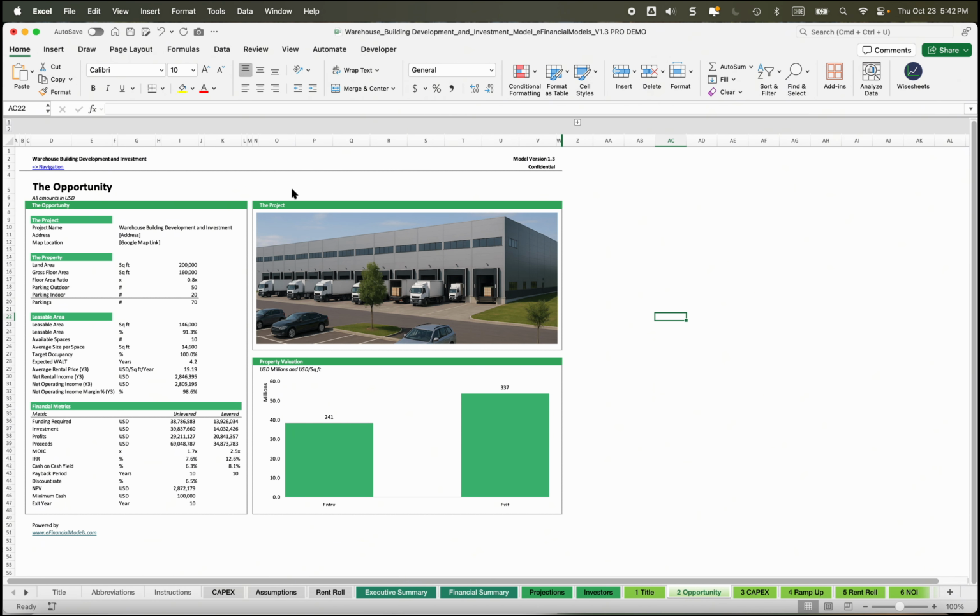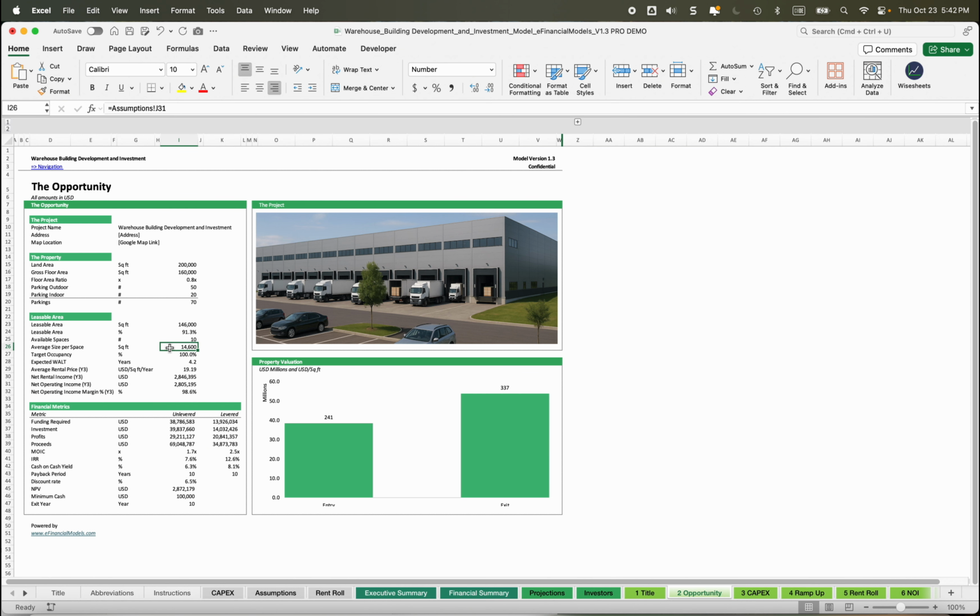The example we are going to use will be a warehouse building which will be newly constructed. The building will have a gross floor area in our example of around 160,000 square foot, and about 90% of that area can be leased to tenants, meaning 10% will be a common area. A warehouse space will have a size of around 14 to 15,000 square foot. Now we need to analyze what we can do with these specs, what will be the total returns and profitability.